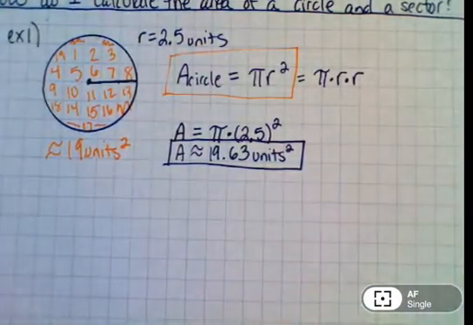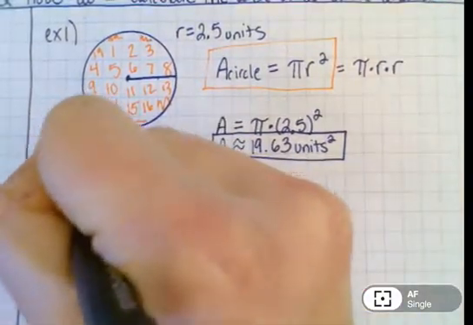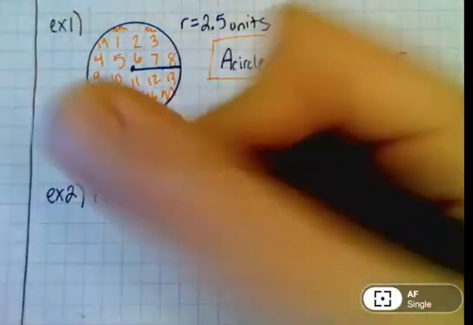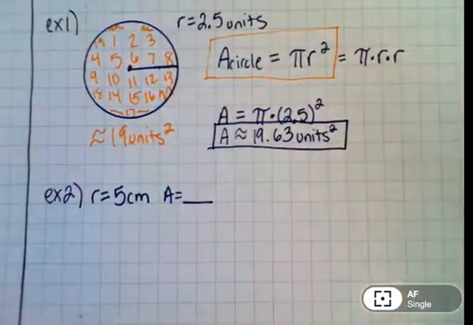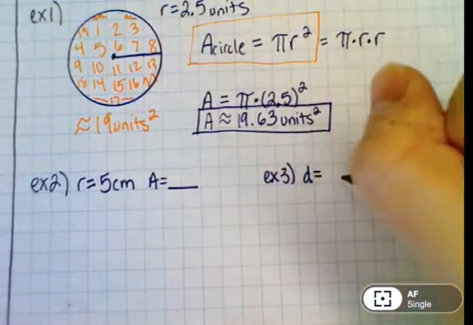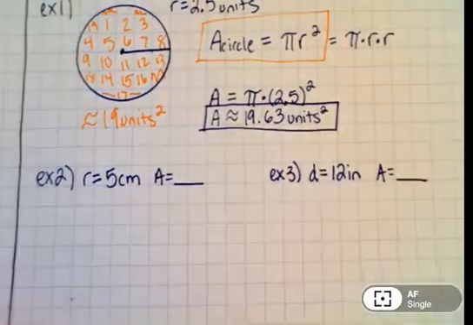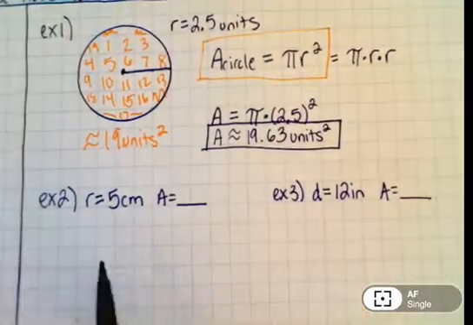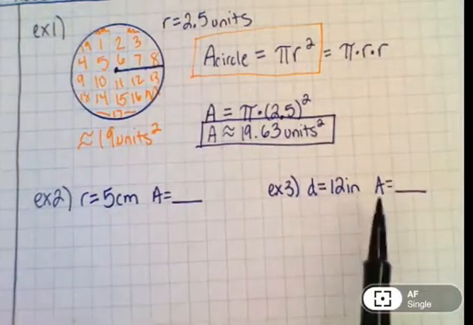So I'm going to go ahead and give you 2 examples to try on your own. So example 2, I'm not going to draw the circle. I'm just going to tell you that there's a circle and it has a radius that's 5 centimeters, and I would like to know the area. And then example 3, this time I'm going to tell you that the diameter is 12 inches, and I would like to know the area. So you're going to use the same formula, pi times the radius squared. Here you're going to use 5 for the radius, and then here you need to think about what you're going to use for the radius.